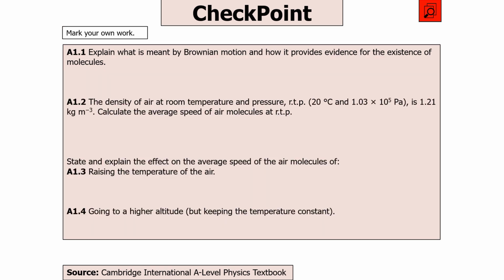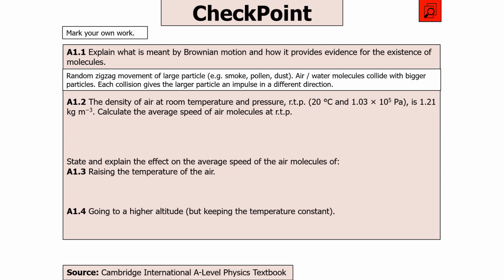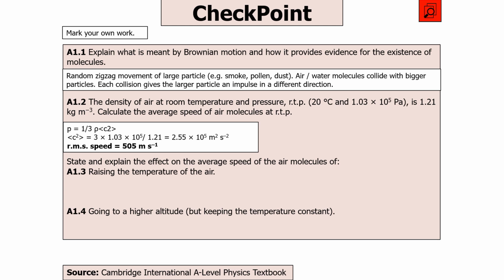Right, in this first one, Brownian motion is the random zigzag motion of larger particles. So the air or water molecules will collide with these bigger particles. Each collision gives the larger particle a change in momentum, or an impulse, which will make it move in a different direction. This next one we can do p equals 1/3 ρ c squared, so you can pop in all the values and you get 2.55 times 10^5 as your c squared, so therefore c is equal to 505 meters per second.